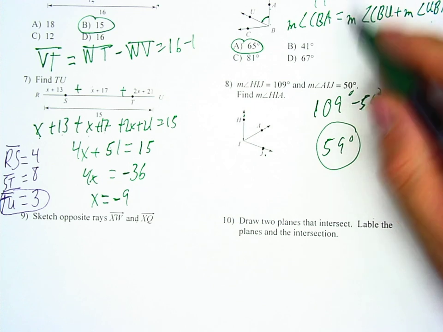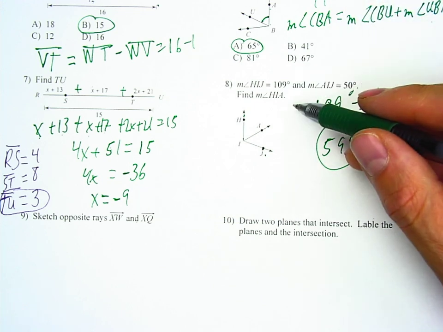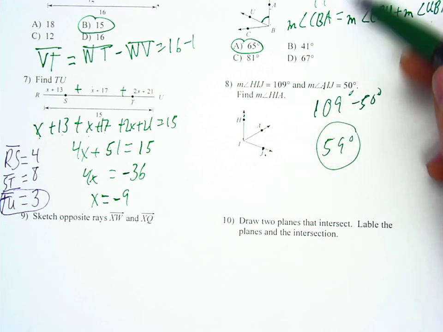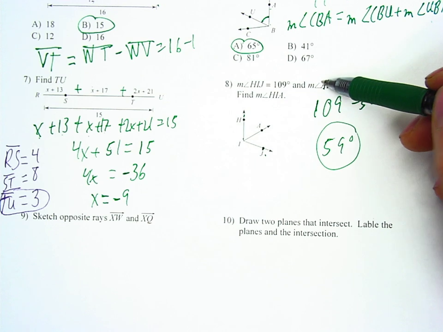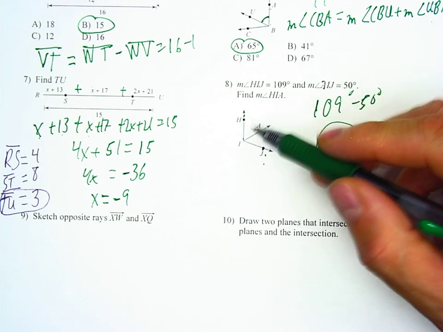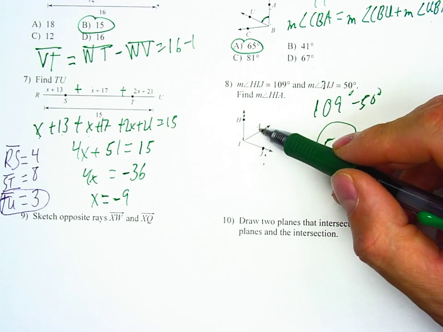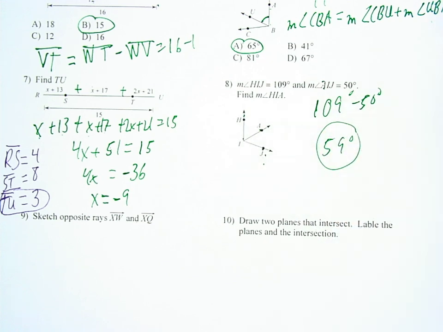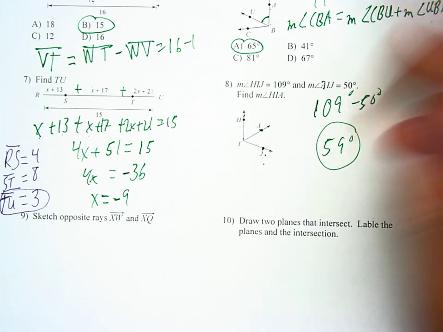In other words, this is the same concept as question 6, just written slightly differently. So the measurement of, in this case, HIJ is equal to the measurement of HIA plus the measurement of AIJ. The two smaller angles make the entire angle.